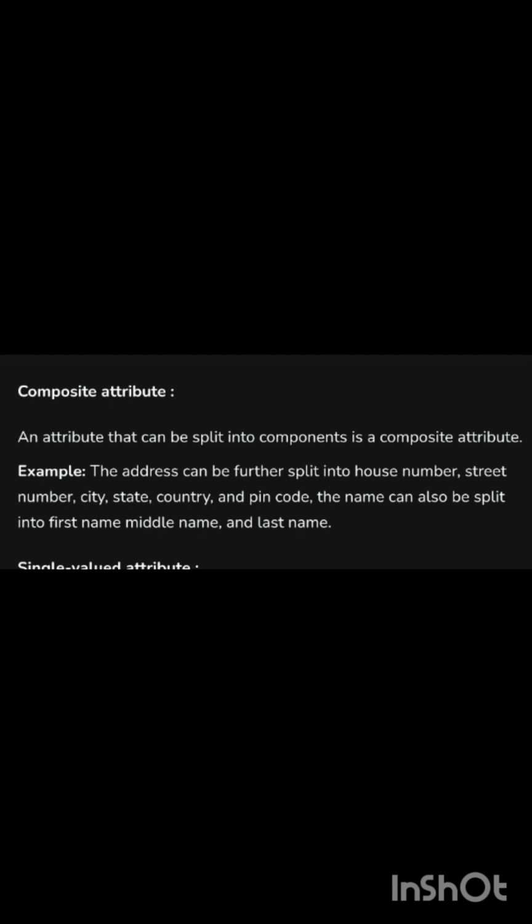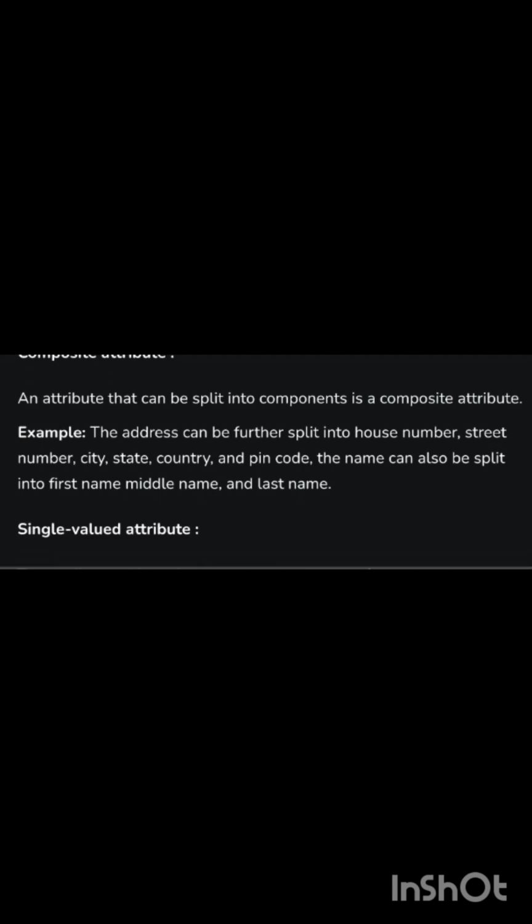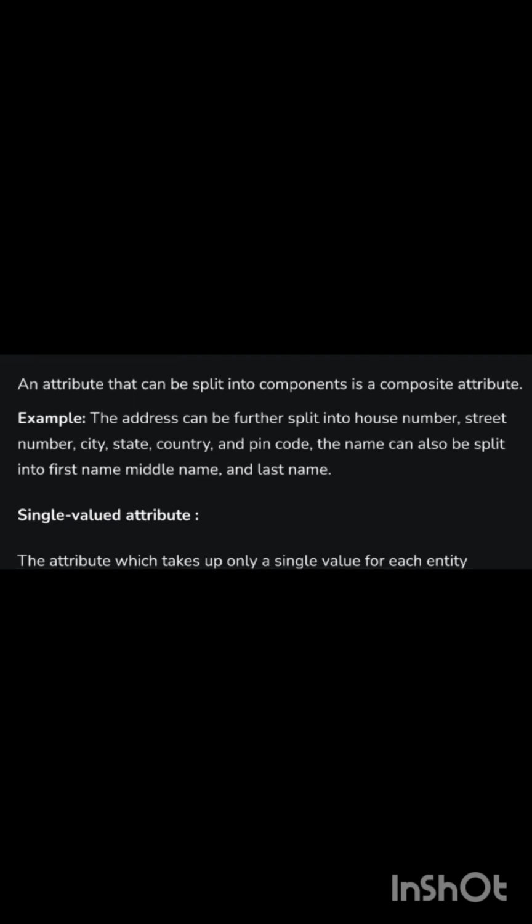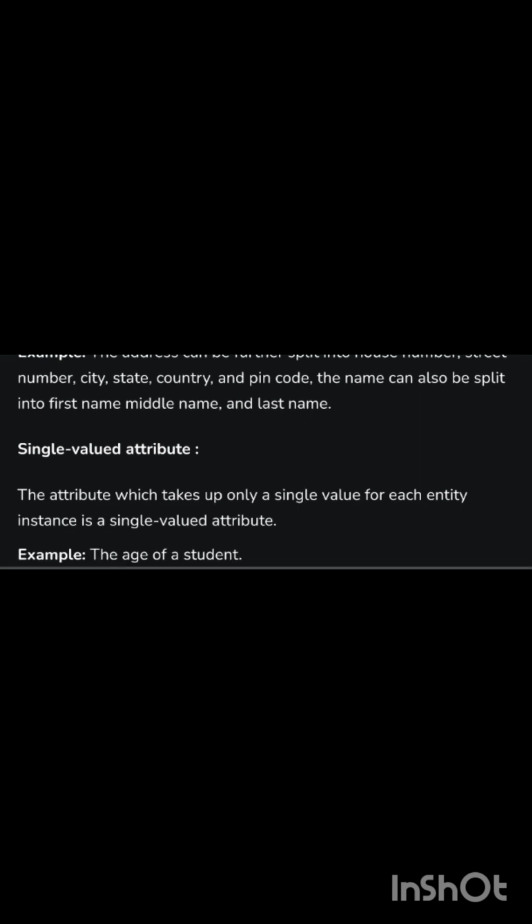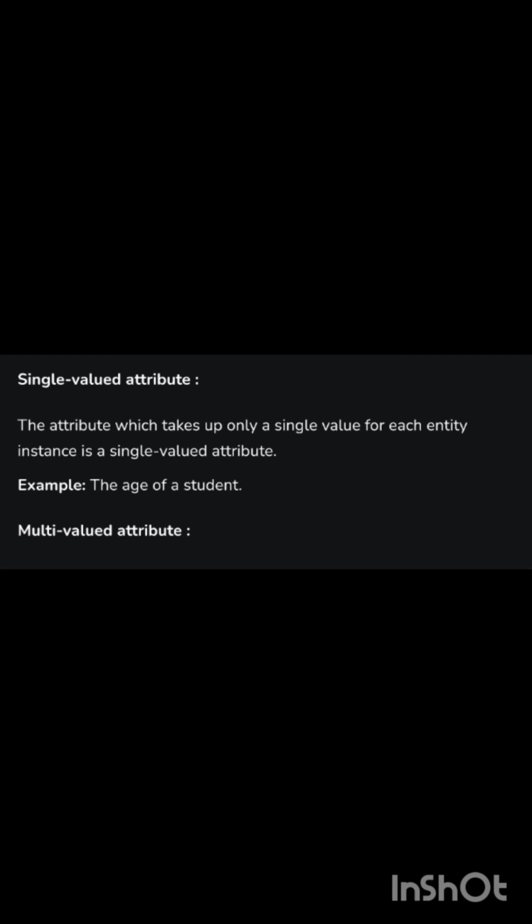Let's move to the example. The address can be further split into house number, street number, city, state, country, and pin code. The name can also be split into first name, middle name, and last name. The next one is the single-valued attribute. A single-valued attribute takes up only a single value for each entity instance.